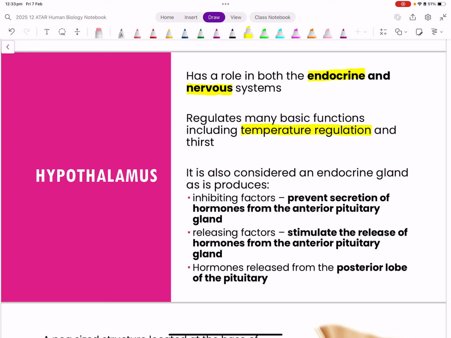And we can think of the hypothalamus as an endocrine organ as it produces three key things. Number one, it produces inhibiting factors, which are particularly important with the anterior pituitary gland. It also releases releasing factors, again targeting the anterior pituitary gland. And lastly, it is the site where hormones may be released from the posterior lobe of the pituitary. It is where these hormones come from.